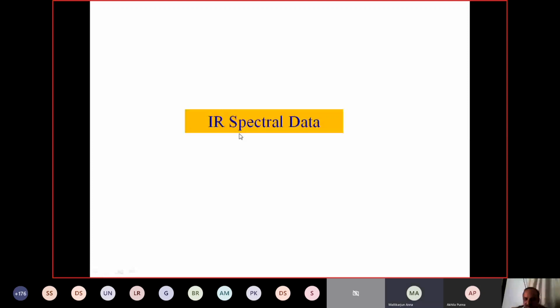Hello? So slide change on this. Change in the higher spectra.